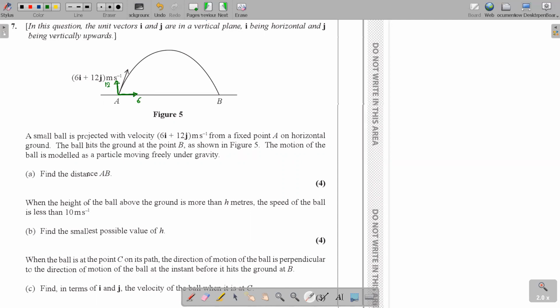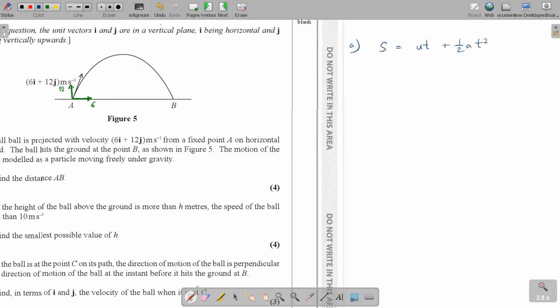Okay, so what do we want to do? We need to find the distance AB. How can we proceed with this? How can I get the horizontal distance AB? The way that we can proceed is, with part A, we can use s equals ut plus half at squared. So how am I planning to use s equals ut plus half at squared from A to B? Okay, so let's first use it.